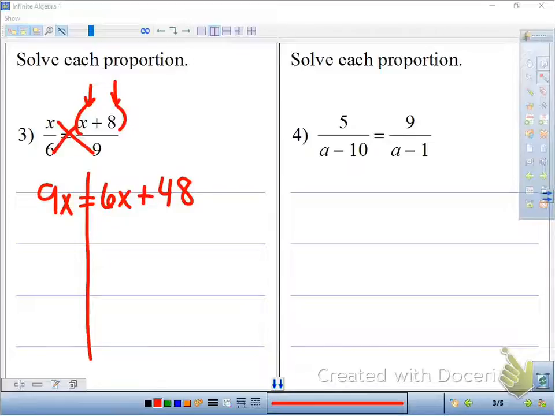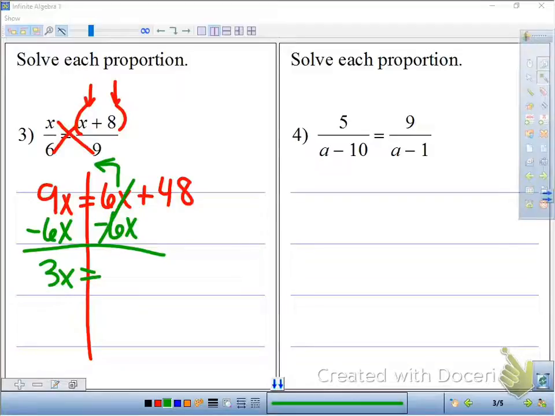And now I have an equation to solve. This one I happen to have variables on the left and the right, so I need to get my variables together. So I am going to move the 6x to the left side. It's a positive 6x, so I'm going to subtract 6x. It's going to give me 3x equals, those are 0, and it's 48. Divide both sides by 3, and x is 16. Okay, we have one more here.